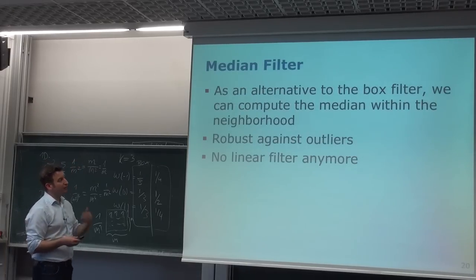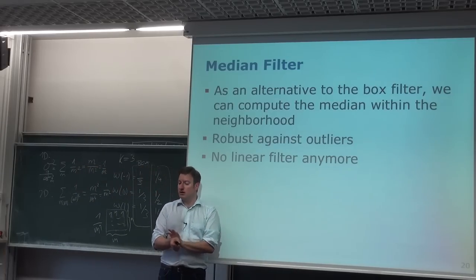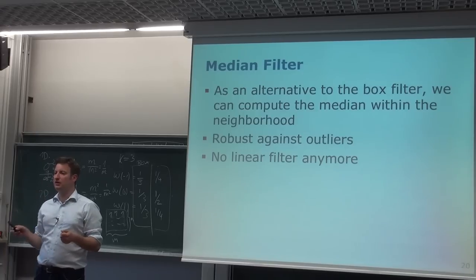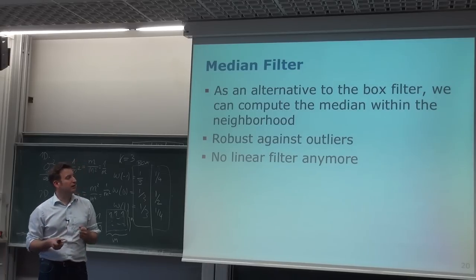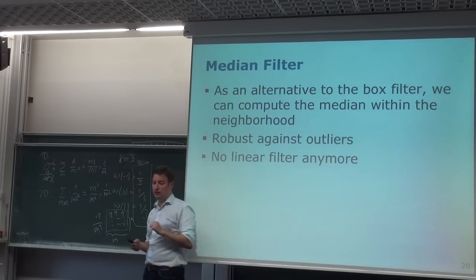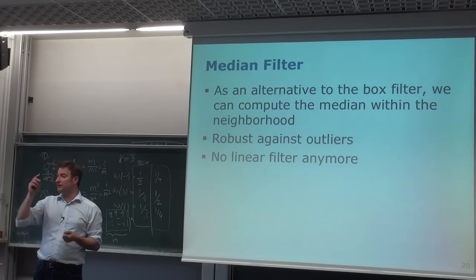And then simply compute the median to be more robust under outliers. It works exactly the same as the box filter, except that I don't compute the mean over the box filter, but simply the median. The thing is that it's not a linear filtering operation anymore. It's one thing we need to take into account. But we are robust against outliers in the intensity values.